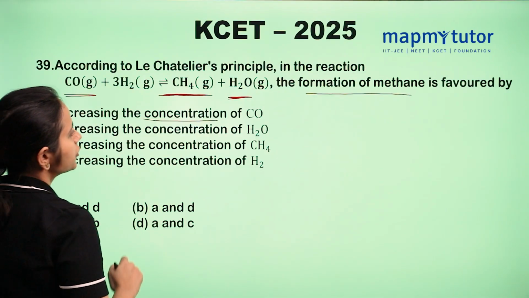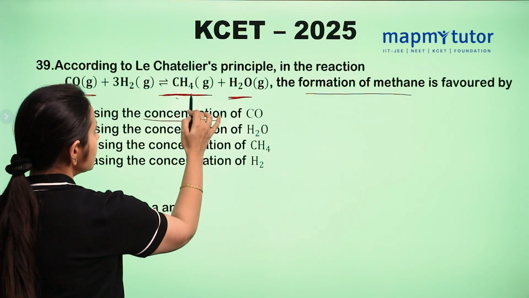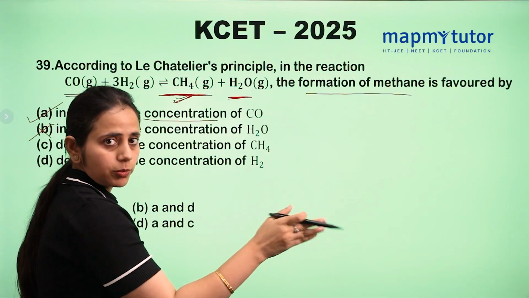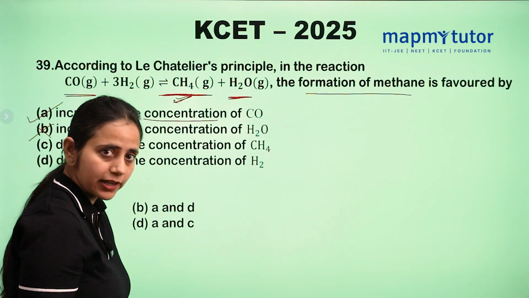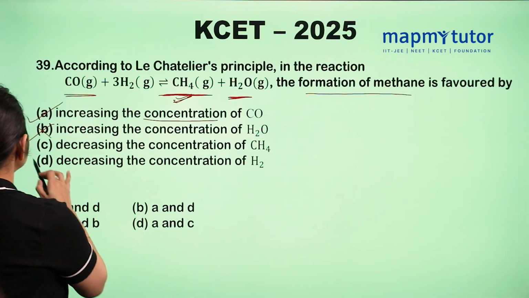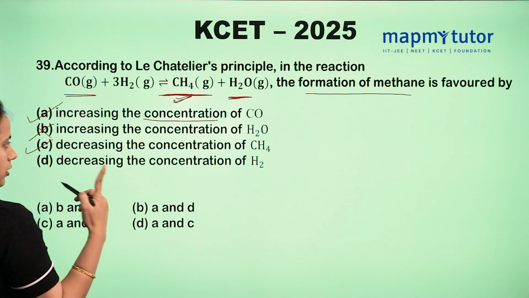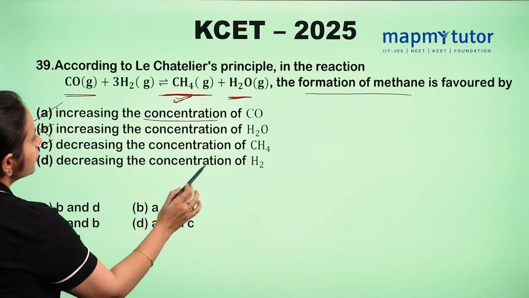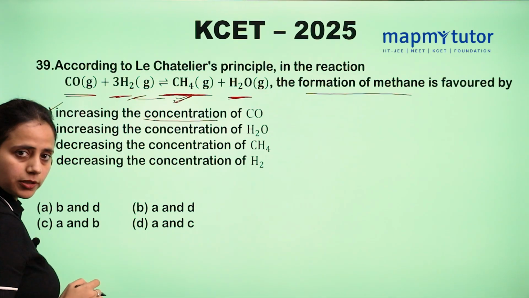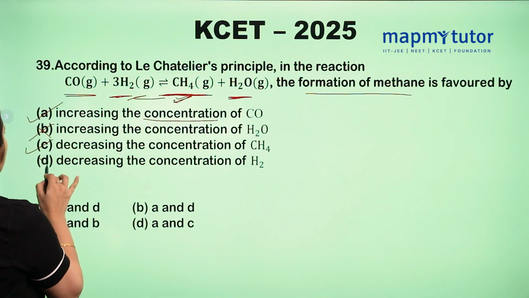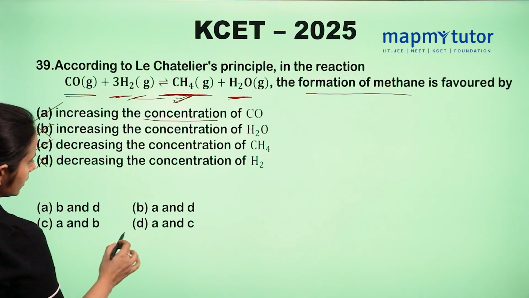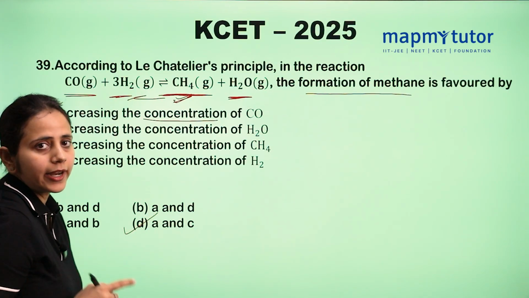Decreasing the concentration of CH4. Yes, if we decrease this concentration, then equilibrium will shift towards the forward direction, because it will shift towards the direction where the concentration is low. Okay. So C is also the right option. Decreasing the concentration of H2. Again, if we decrease this side, equilibrium will shift towards backward. So D is also wrong. So only A and C is the right answer. So where is it? Yeah, D. D is the right option.